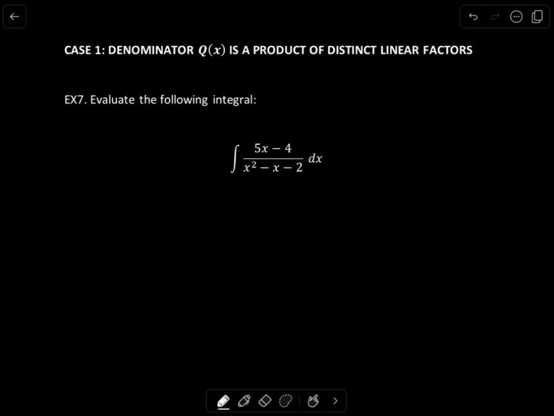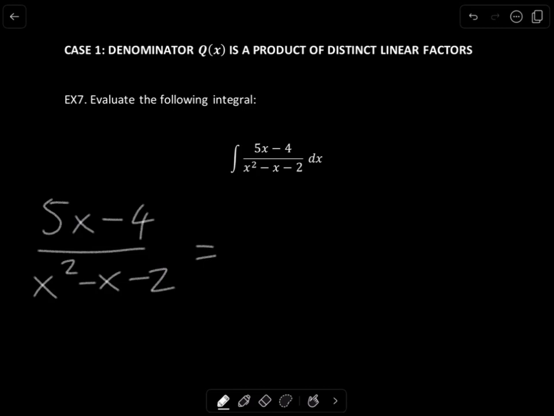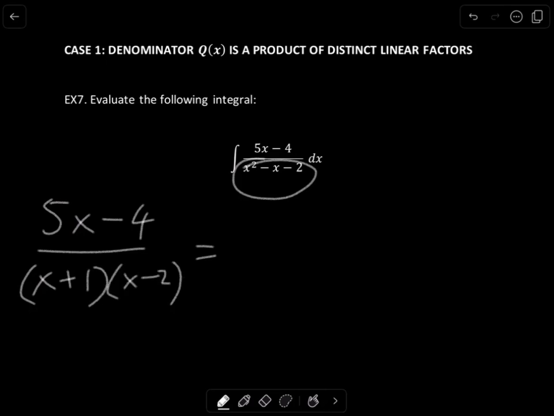This is how we do it. So let's just ignore it's an integral for now. We are going to say 5x minus 4 over x squared minus x minus 2. The first thing to do is we need to factorize that denominator fully. So factorize x squared minus x minus 2. You will find that its factors are x plus 1 into x minus 2. Have we factorized it fully? Yes, we have.